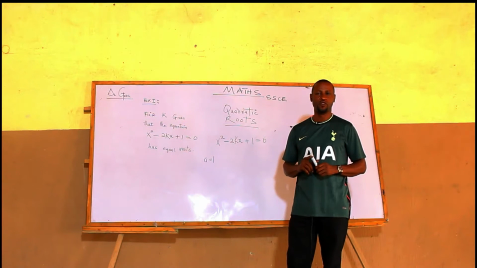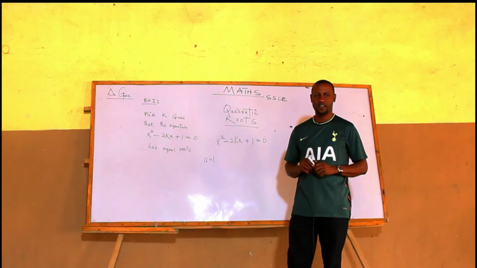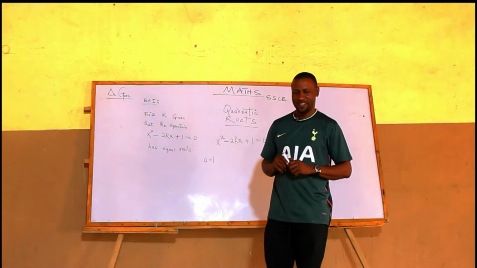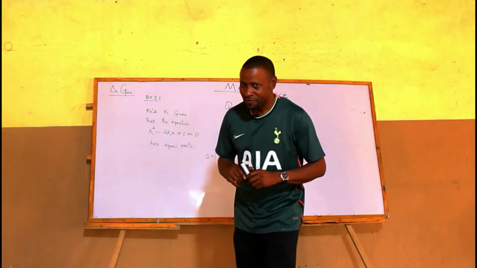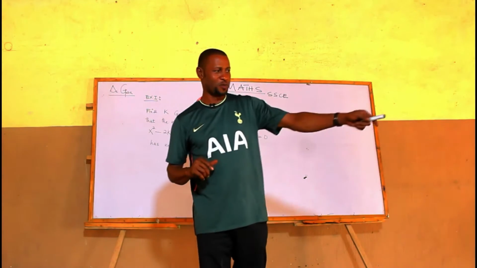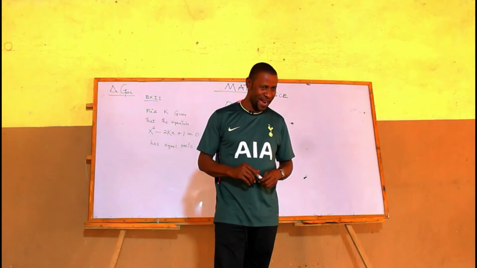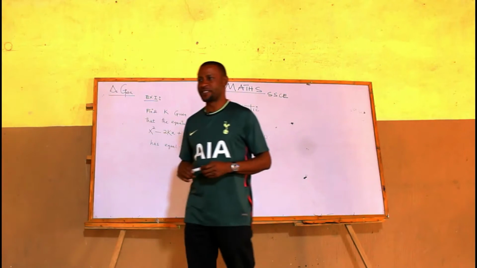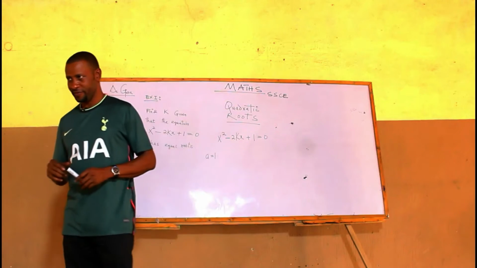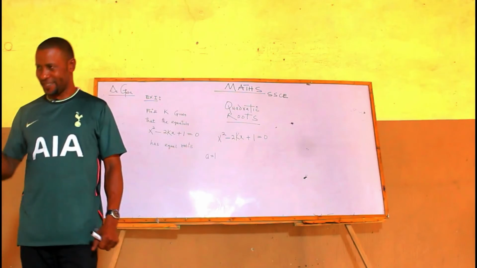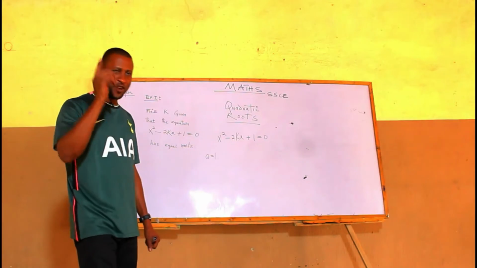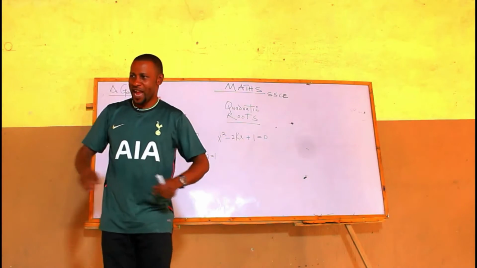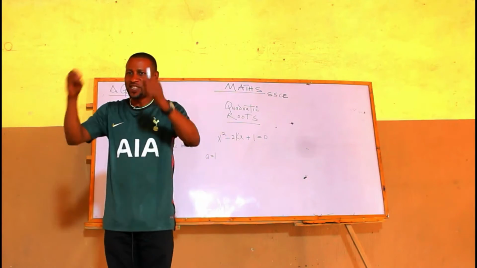Can we continue? What should be our b? Minus 2k. Who has anything different from that as the value of b? Anything that surrounds x, be it a number or a variable, whatever surrounds x, whether in front or behind, is the coefficient of x.